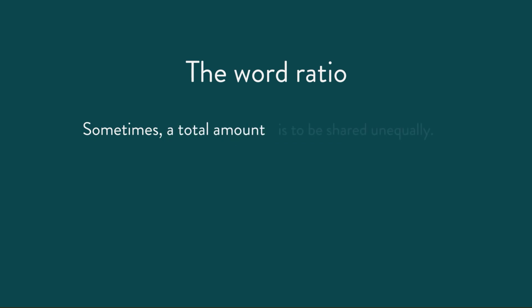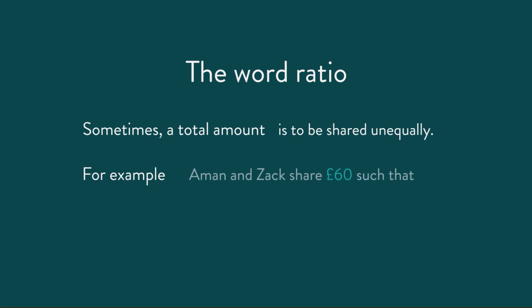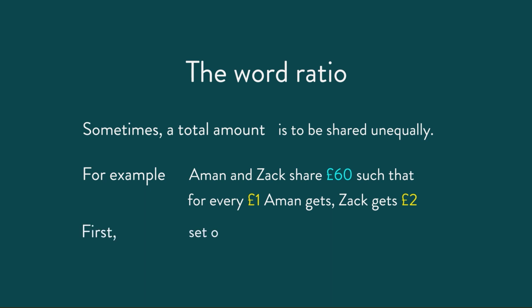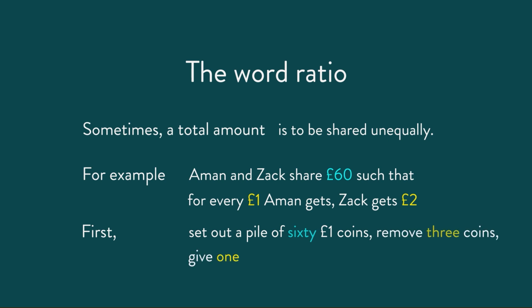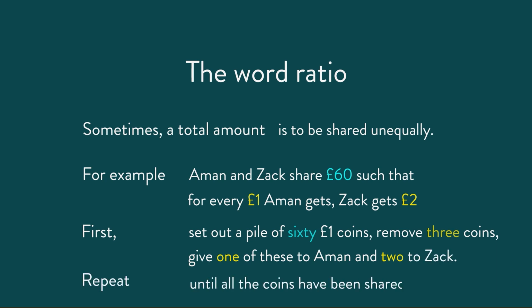Sometimes a total amount is to be shared unequally. For example, Aman and Zach share £60 such that for every £1 Aman gets, Zach gets £2. Let's look at how this is physically done. First, set out a pile of 60 £1 coins. Remove 3 coins, give 1 of these to Aman and 2 to Zach. Repeat this until all the coins have been shared out.